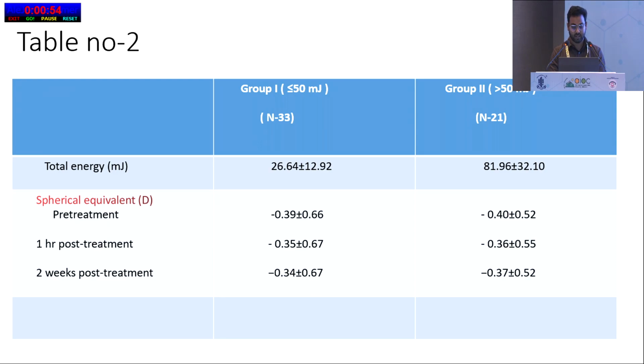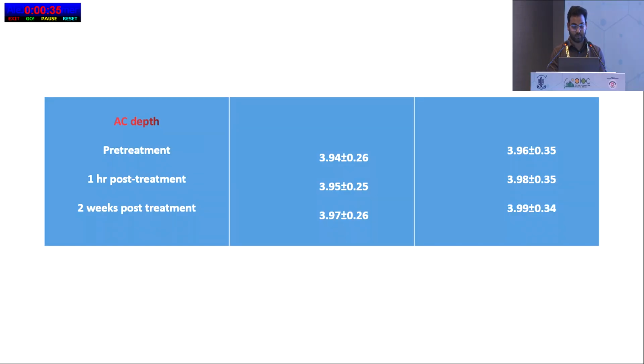After 1 hour of the treatment, the spherical equivalent is 0.35 in group 1 and 0.36 in group 2. After 2 weeks post-treatment, the spherical equivalent is minus 0.34 and 0.37 in group 2. The AC depth pre-treatment is 3.9 in group 1 and 3.96 in group 2. After 1 hour of treatment, the AC depth is 3.952 in group 1 and 3.98 in group 2. After 2 weeks post-treatment, the AC depth is 3.97 in the first group and 3.99 in the second group.